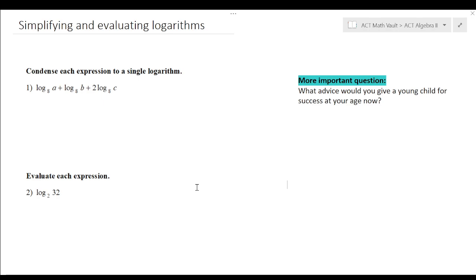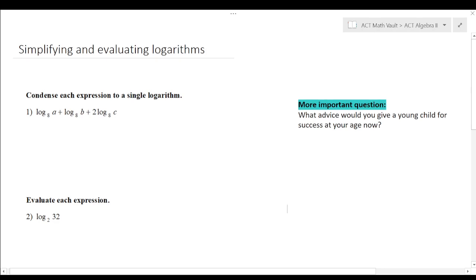Okay, so the first one here that I'm seeing requires us to know a few properties about condensing a logarithm. And then the second question asks us to evaluate. I've seen problems like these on the test before, and it's good to know the properties, and it's good to know how to convert a log from one form to the other. So let's write out a few things to remember before we do that.